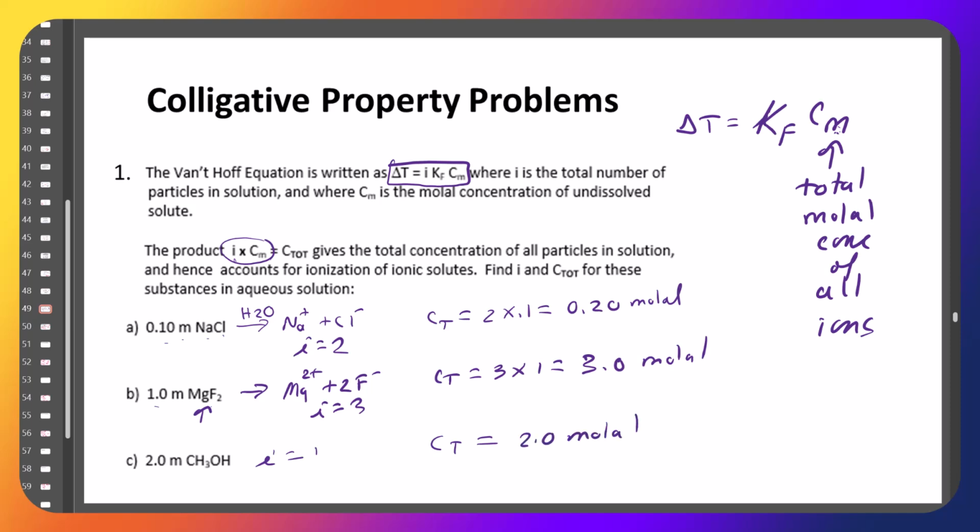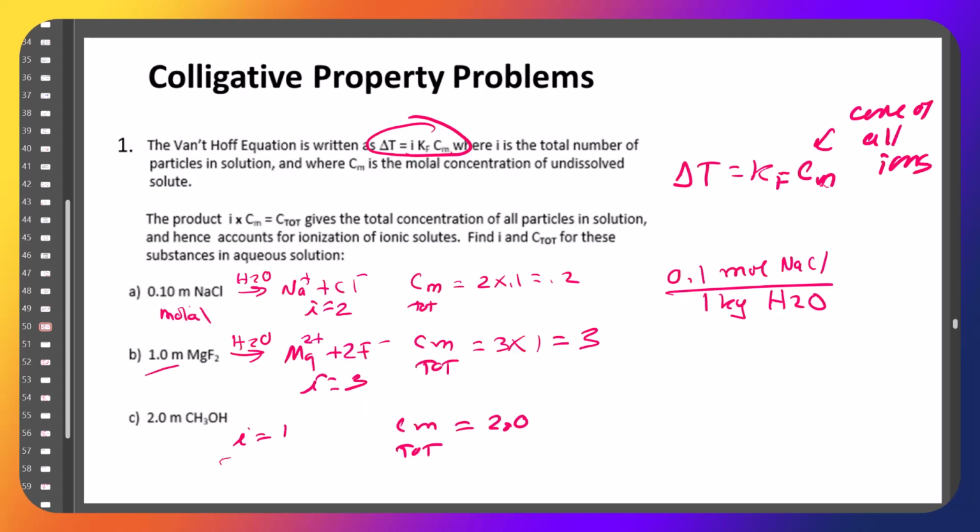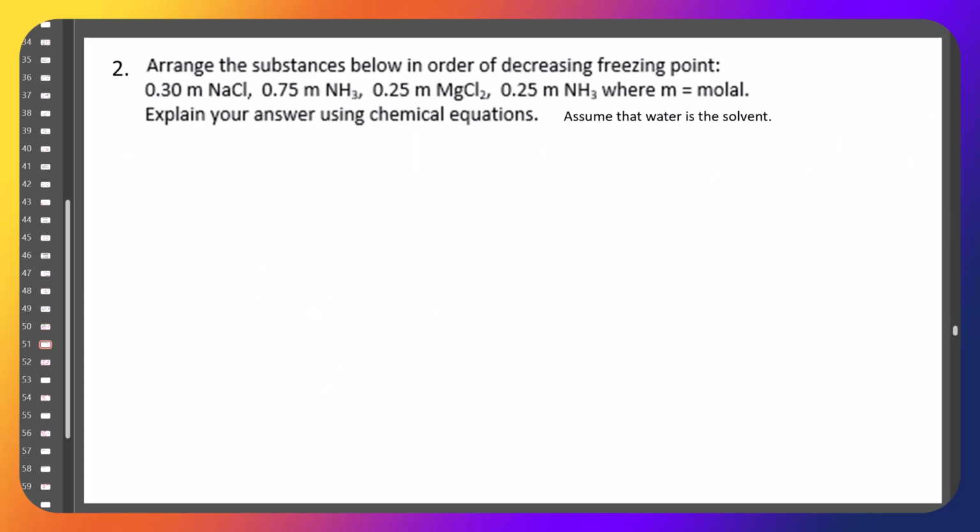The reason that I've gone through this particular problem is not because I'm going to probably ask you to do this on a test. It's because we're going to use it to solve the next problem. In the next problem, we want to arrange these substances in order of decreasing freezing point. So we're given sodium chloride, ammonia, magnesium chloride, and another ammonia solution at a lower concentration. We want to arrange these in order of decreasing freezing point.